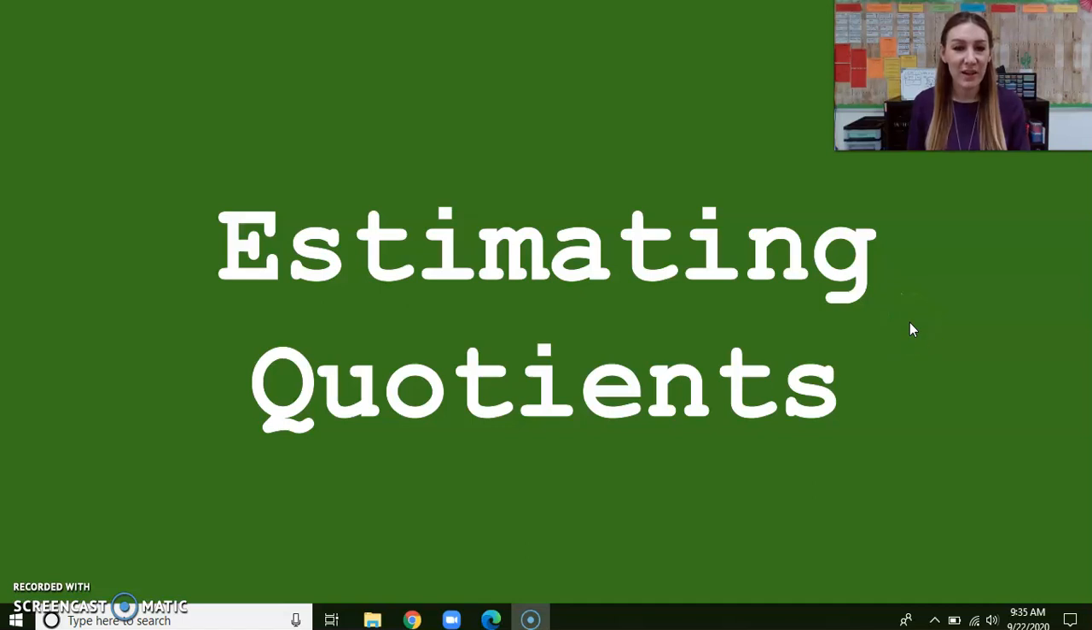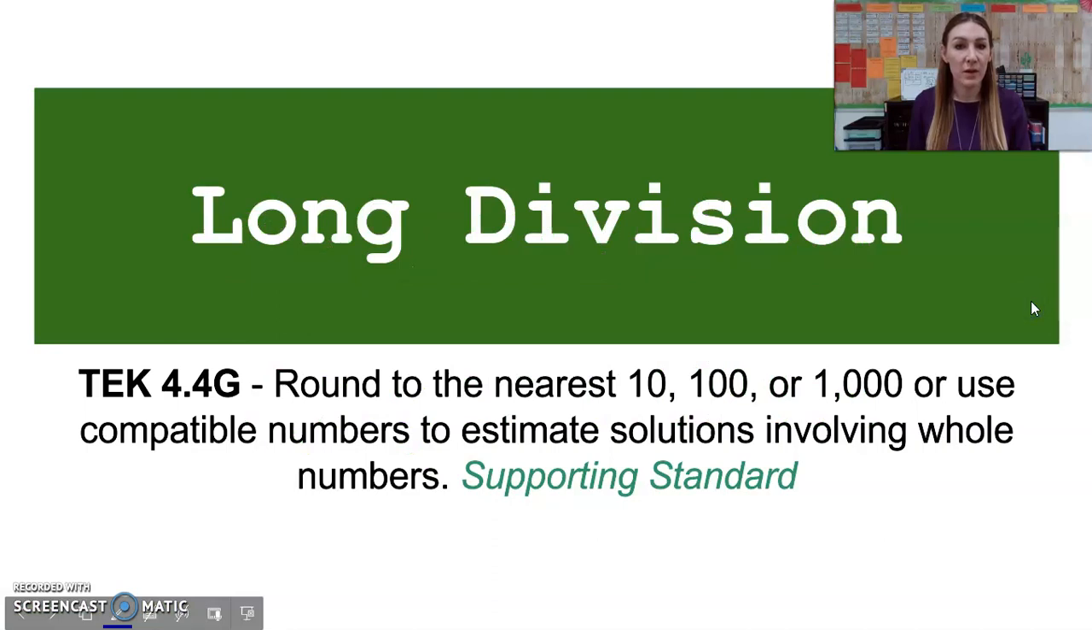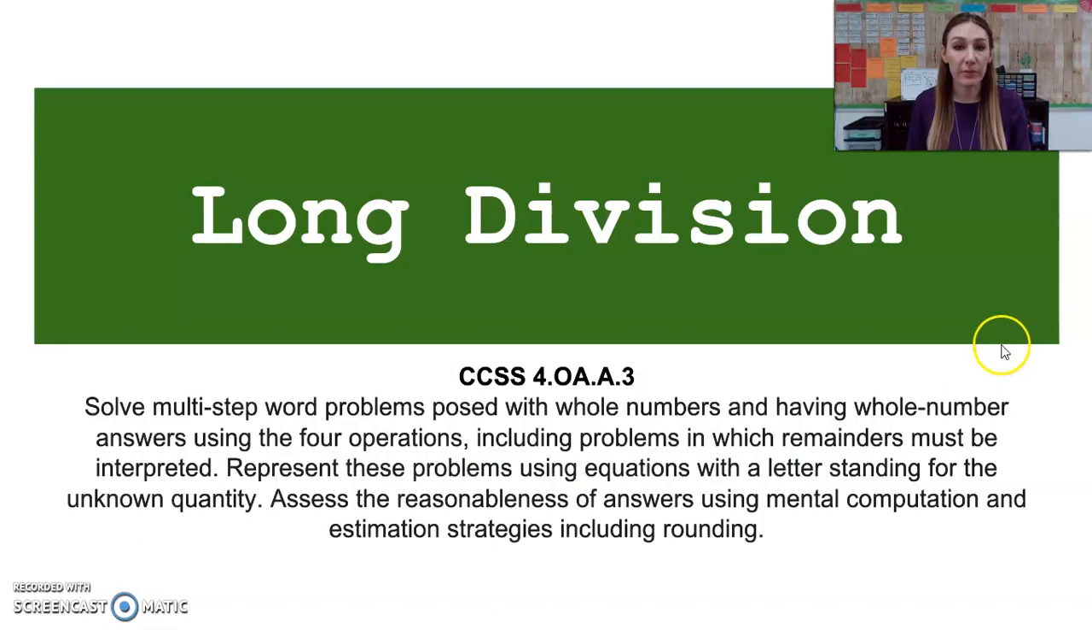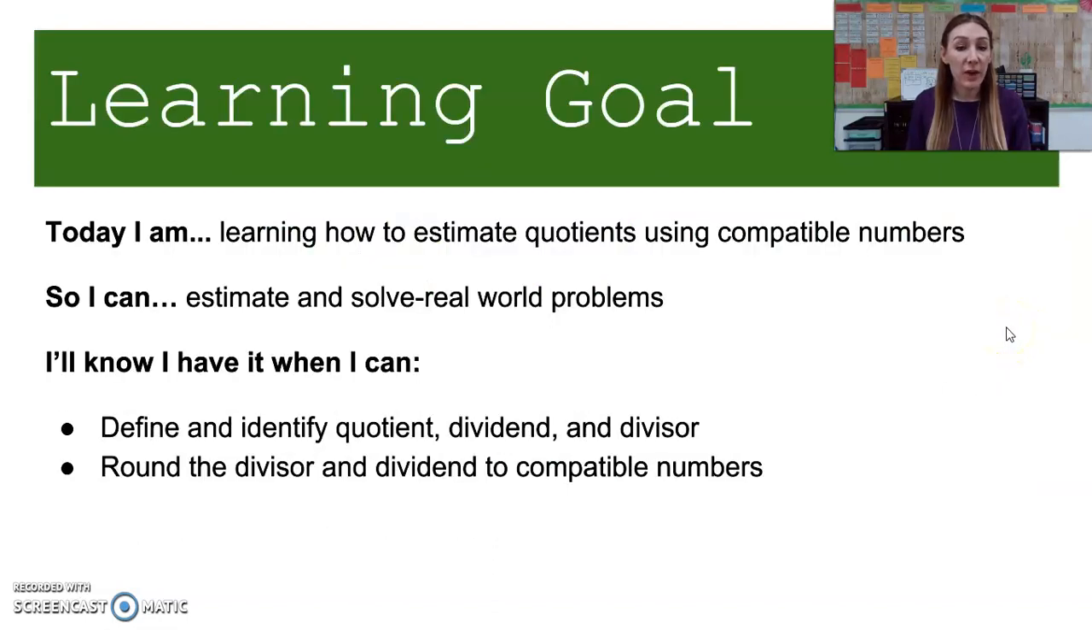Hey mathematicians, today our lesson is over estimating quotients. Our TEK is 4.4g, round to the nearest 10, 100, or 1000, or use compatible numbers to estimate solutions involving whole numbers. Let's go ahead and read our learning goal together. Today I am learning how to estimate quotients using compatible numbers, so I can estimate and solve real-world problems.